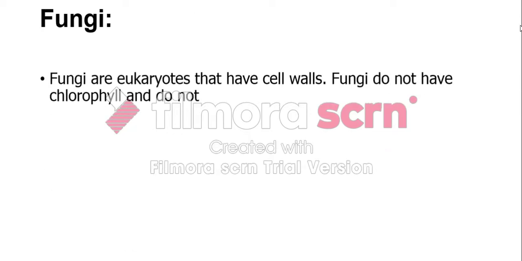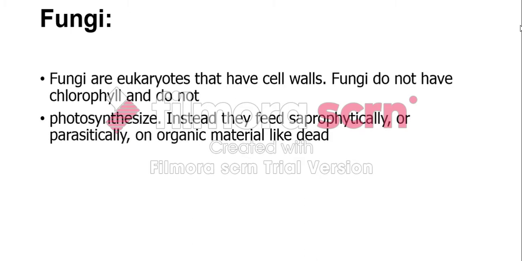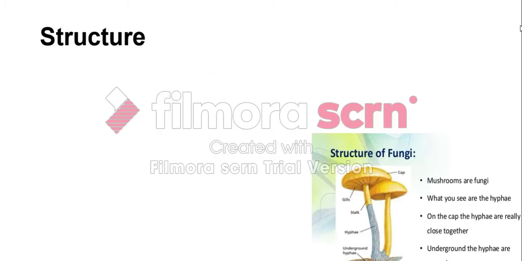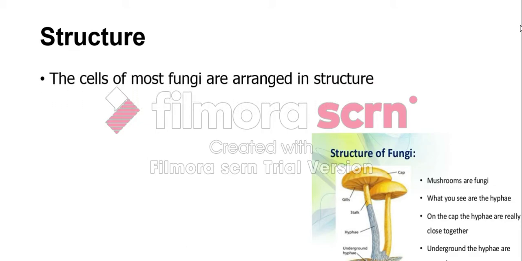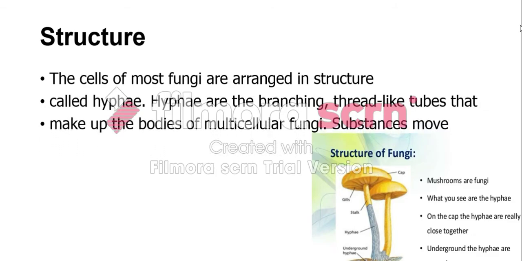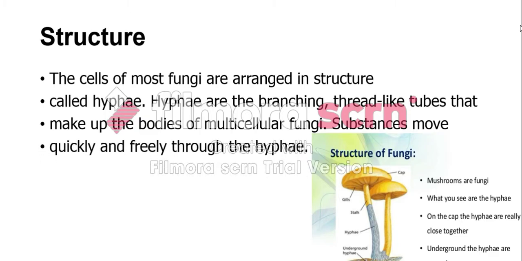Fungi are eukaryotes that have cell walls. Fungi do not have chlorophyll and do not photosynthesize. Instead, they feed saprophytically or parasitically on organic material like dead plants or animals, or human foods. Structure: the cells of most fungi are arranged in a structure called hyphae. Hyphae are the branching, thread-like tubes that make up the bodies of multicellular fungi. Substances move quickly and freely through the hyphae.